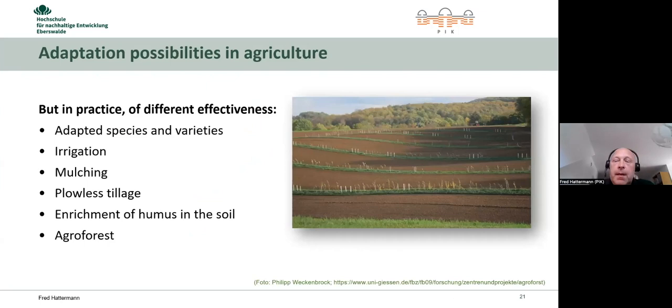There are, of course, many other actors, such as agriculture, roughly 50% of the landscape in East Germany. There are many different measures discussed: mulching, plowless tillage, enrichment with humus, agroforestry. Of course, in the end, one has to have a look at the effectiveness in the landscape itself. And what we try to do is implement all these measures in our landscape hydrological model and see the effects based on measurements, firstly, but then to upscale them and see the effects.